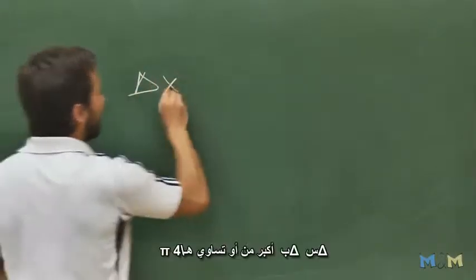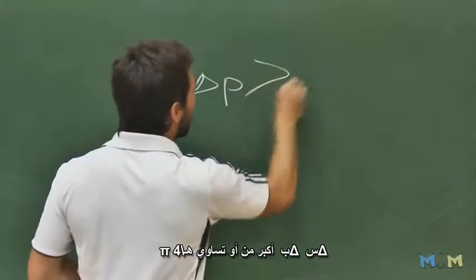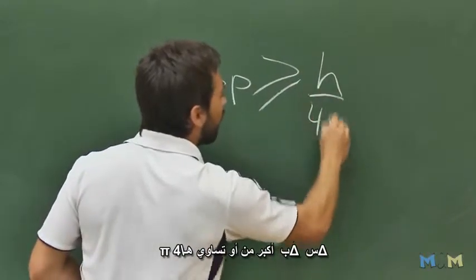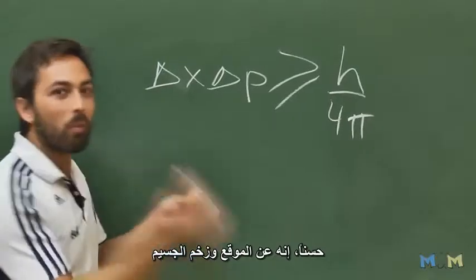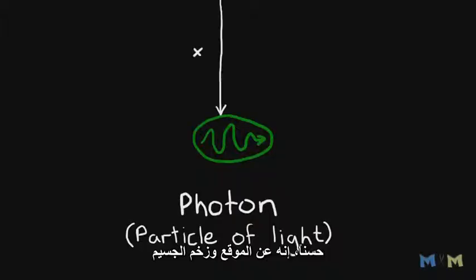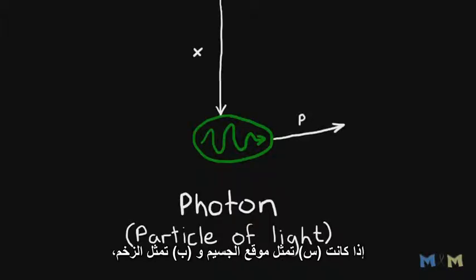To understand this, we have to look at Heisenberg's uncertainty principle. It is normally written as delta x delta p is greater than or equal to h on 4 pi. So what does this mean? Well, it's about the position and the momentum of a particle. So x is the position of the particle and p is its momentum. So delta x is the uncertainty in position and delta p is the uncertainty in the momentum.